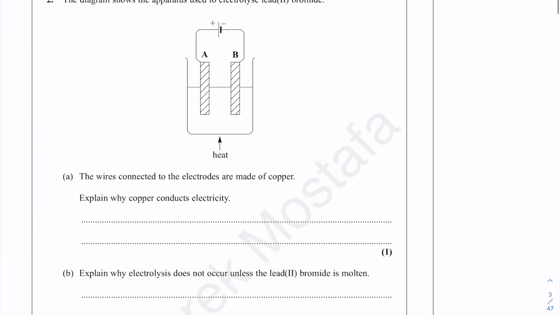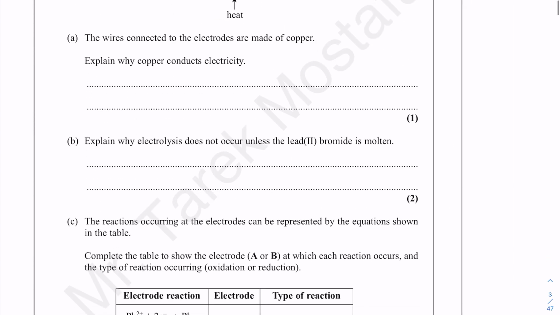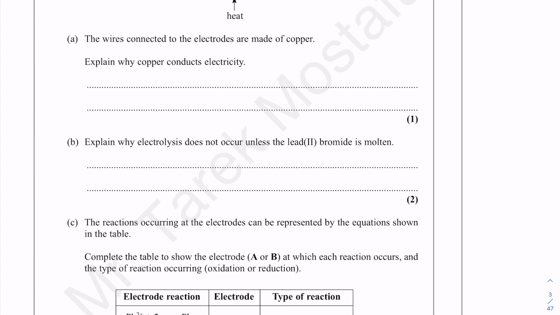Question 2. The diagram shows the apparatus used to electrolyze lead-2 bromide. The wires connected to the electrodes are made of copper. Explain why copper conducts electricity. Due to the presence of delocalized electrons which are free to move.